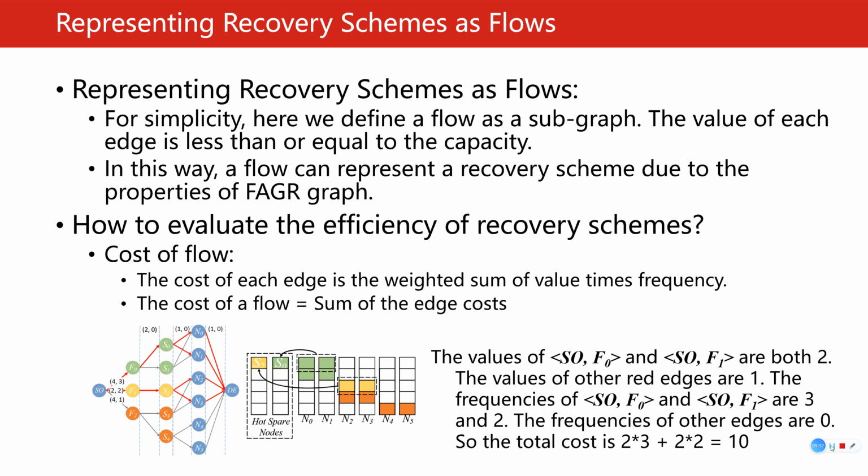Let's take an example here. The values of SOF0 and SOF1 are both 2. The values of other red edges are 1. The frequencies of SOF0 and SOF1 are 3 and 2. The frequencies of other edges are 0. So the total cost is 10.